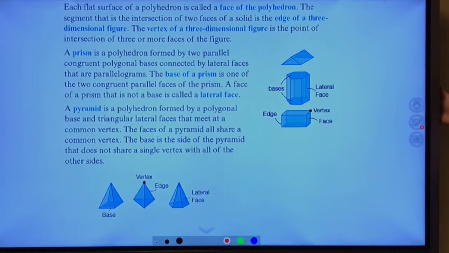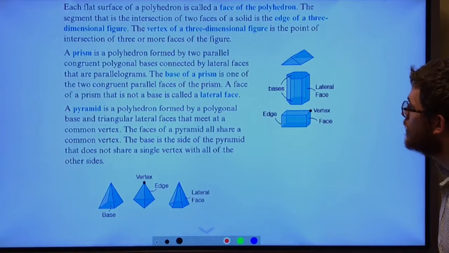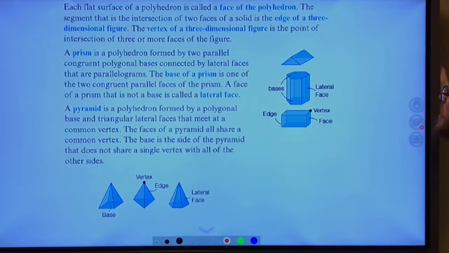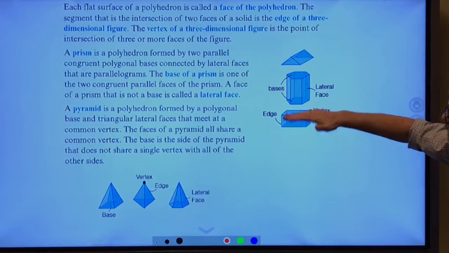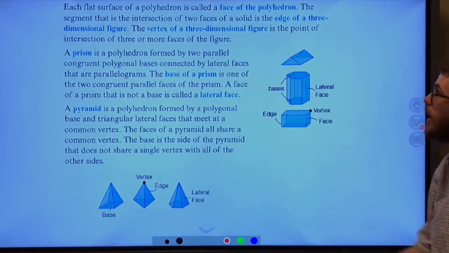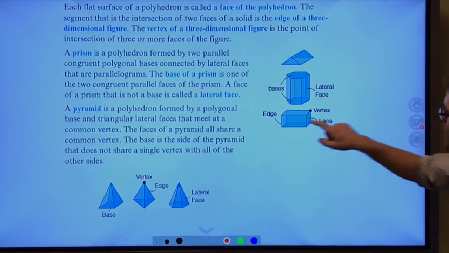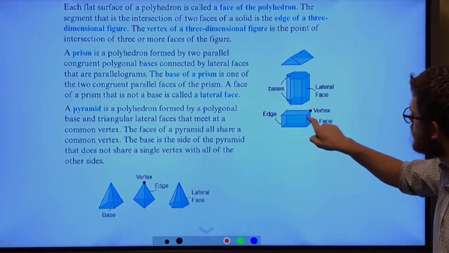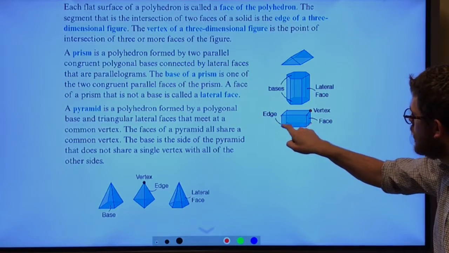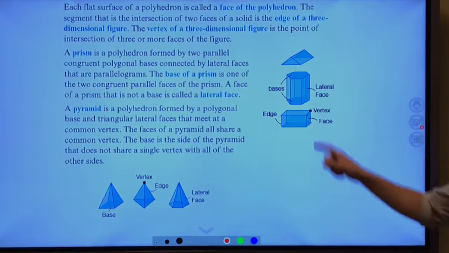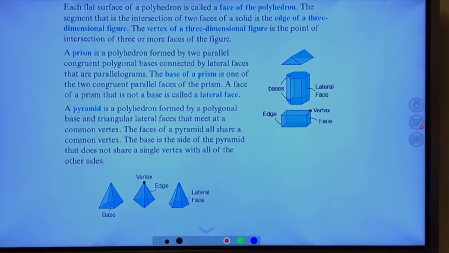We've got some more stuff for us. The face of a polyhedron is each one of the flat surfaces. The segment that is the intersection of two faces we call an edge, and the vertex, of course, is where the edges meet. So right here in this polyhedron, we'd have 1, 2, 3, 4, 5, 6, 7, 8 vertices.